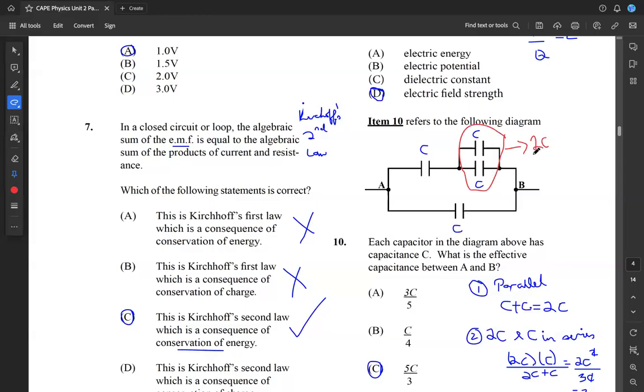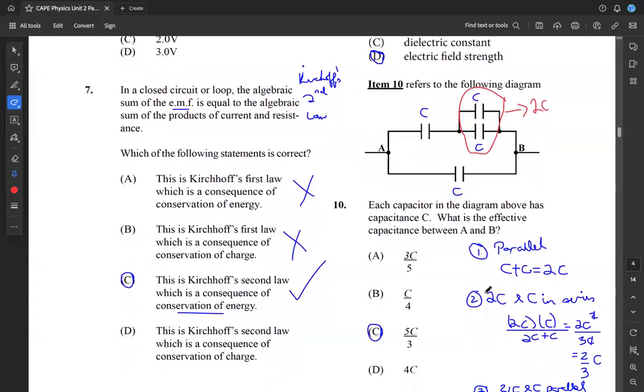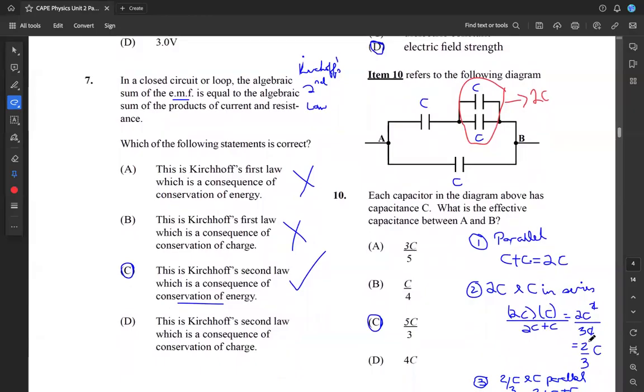Then we'll see that this 2C that we just calculated is now in series with this C that's here. That's my second step. When you have two capacitors in series, you combine them in this manner: 2C times C divided by 2C plus C. And so we end up getting 2C squared over 3C, and one of the C's cancels out, and we end up with 2 over 3 C.